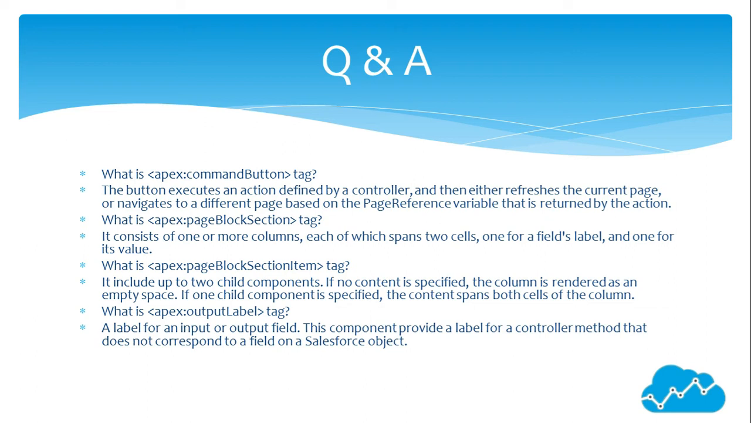What is Apex output label tag? A label for an input or output field. This component provides a label for a controller method that does not correspond to a field on a Salesforce object.